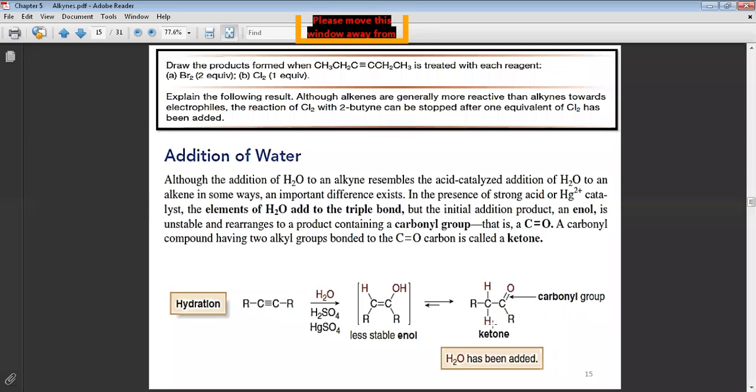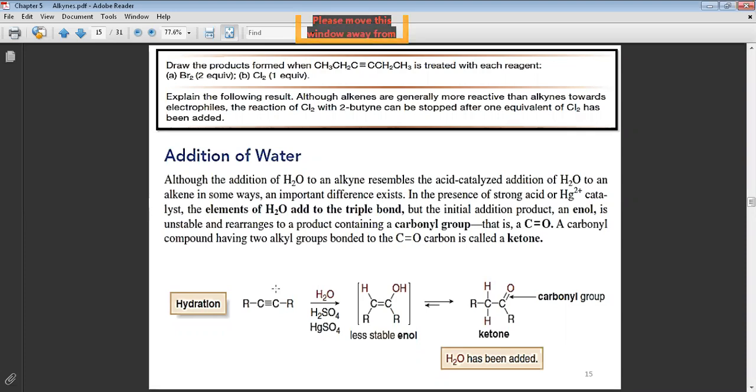This is the enol and this is the keto form. Which one is more stable? The ketone form, with the carbonyl group, is more stable than the enol form. For this reason, the enol is formed first and directly converts to the keto form. The final result will be a ketone, not an enol on the double bond. And for this he said H2O has been added on the triple bond.